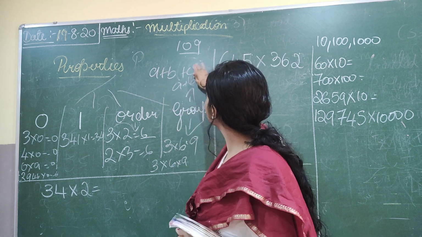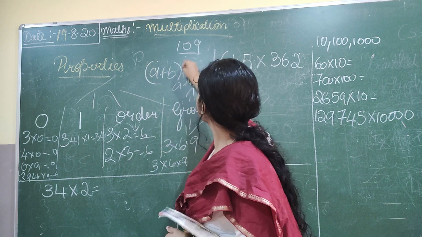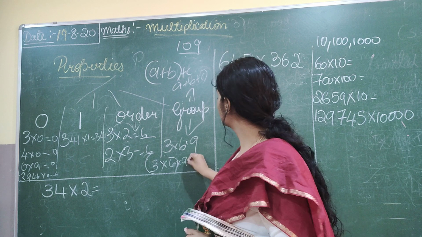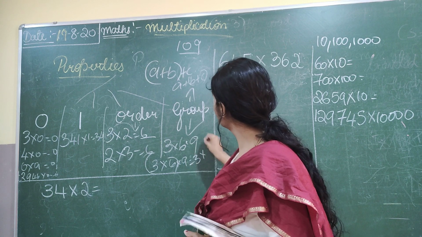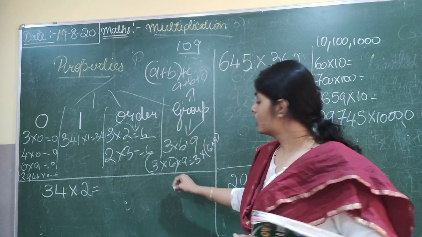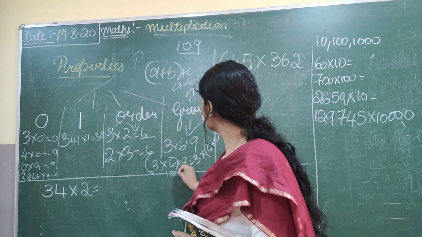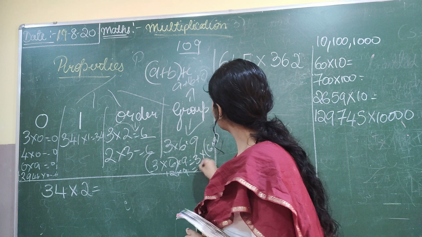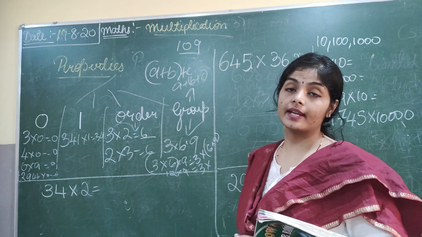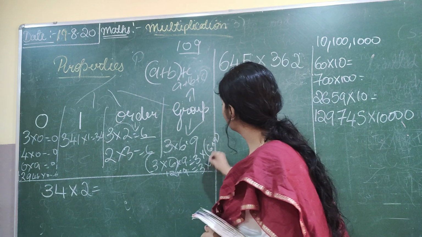A plus B plus C. Okay. So 3 into 6 into 9 is equal to 3 into 6 into 9. Got it? So 3 sixes are 18 into 9 is equal to 3 into 9 sixes are 54.